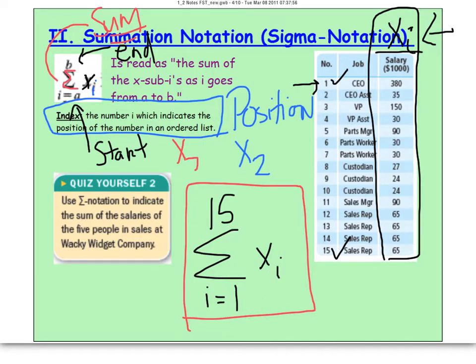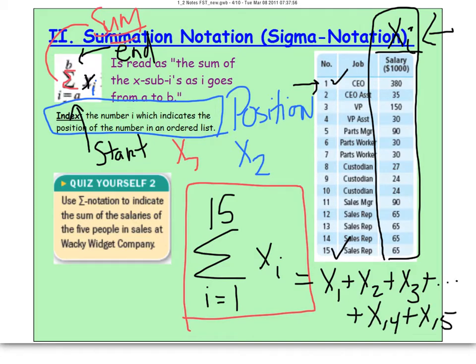If we wrote this out longhand, it would look like this: x sub 1 plus x sub 2 plus x sub 3, dot, dot, dot, continuing on to x sub 14 plus x sub 15. That would mean x sub 1 is 380,000, the 2 is the 35, the third position is 150, the fourth is 30, and so forth.